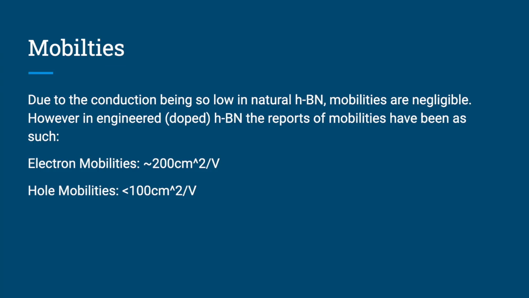So mobilities. Due to the conduction being so low in naturally found hexagonal boron nitride, mobilities are negligible. However, in engineered or doped HBN, the reports of mobility have been as such, and I got this information off of studies done online, as this isn't something you can really just calculate at home.